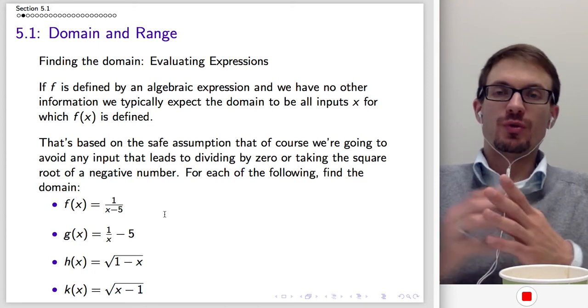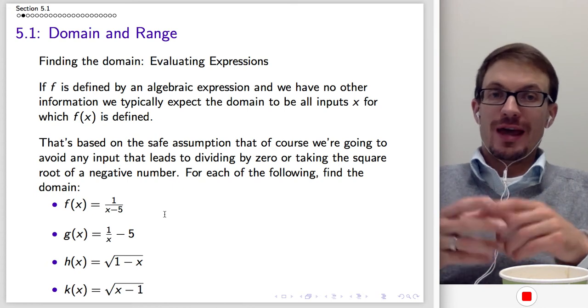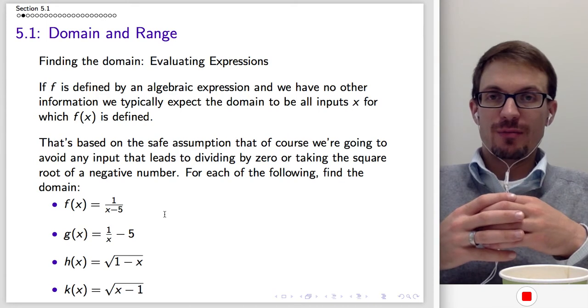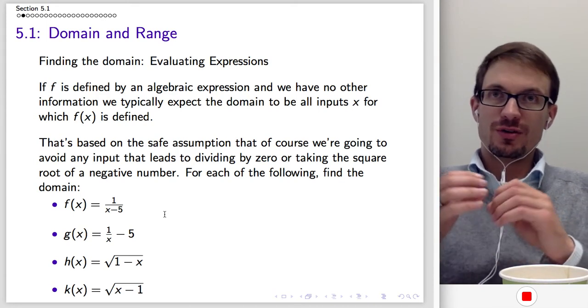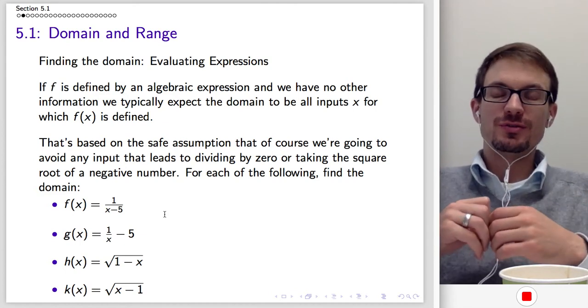So basically, when we're trying to find the domains of these examples here, what you're going to do is look for any violations where we could have a divide by 0 or square root of a negative number, and we're going to define the domain as all numbers minus those particular values.